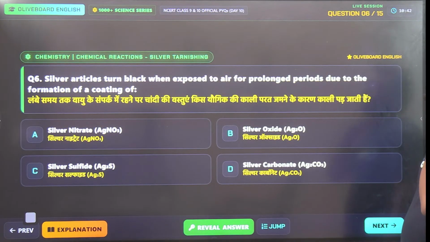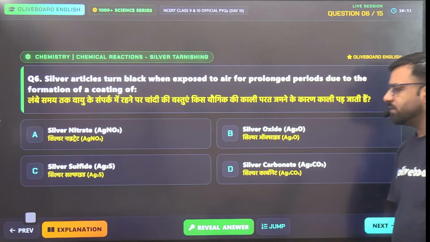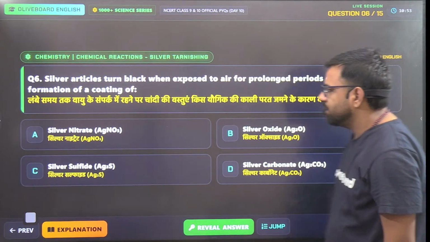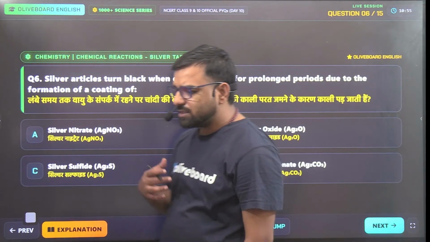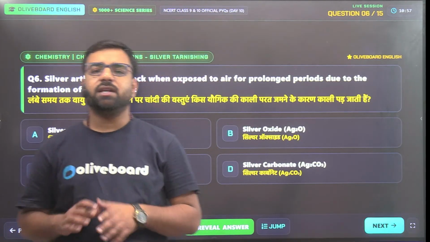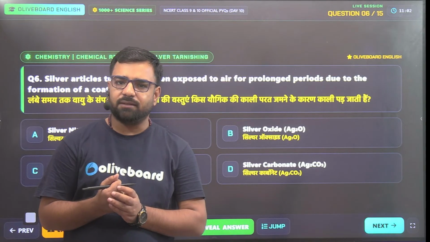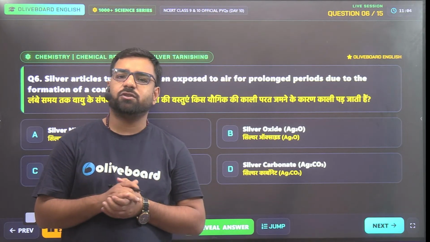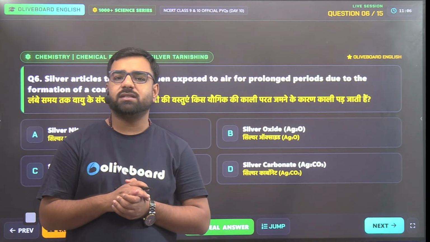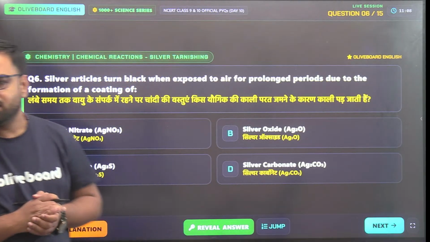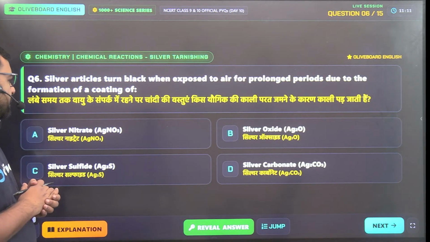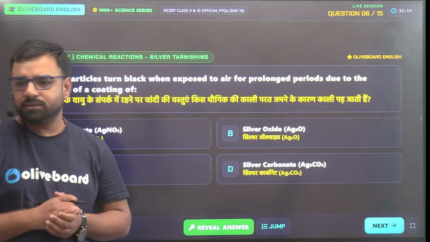Silver articles turn black when exposed to air for prolonged periods due to the formation of a coating of dash. Is it silver nitrate, silver oxide, silver sulfide, or is it silver carbonate? So silver articles turn black because they react with H2S, that is hydrogen sulfide, which smells like a rotten egg. And when it reacts with the H2S, it forms Ag2S, silver sulfide, and hydrogen gas is released. So what is the answer? Option number A? No, this time option number A will be wrong.